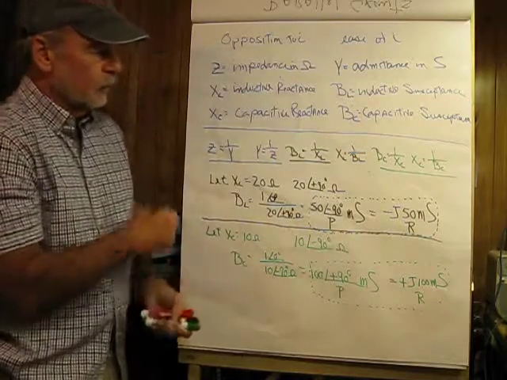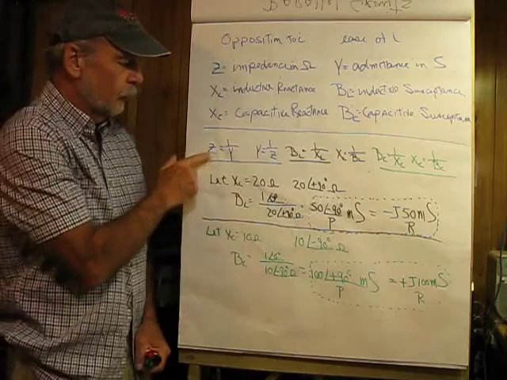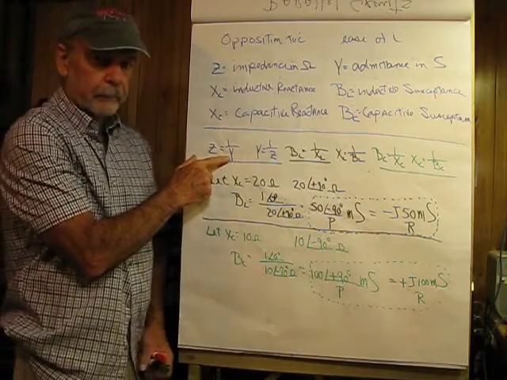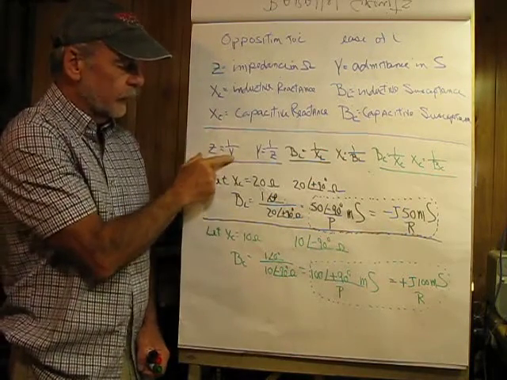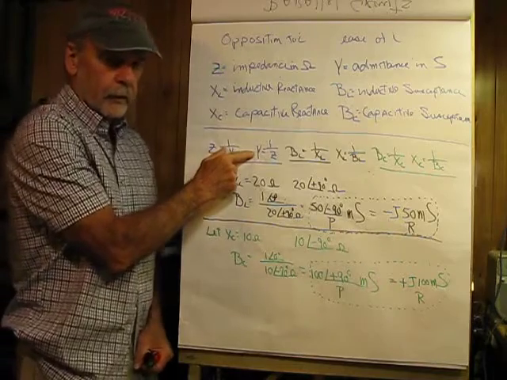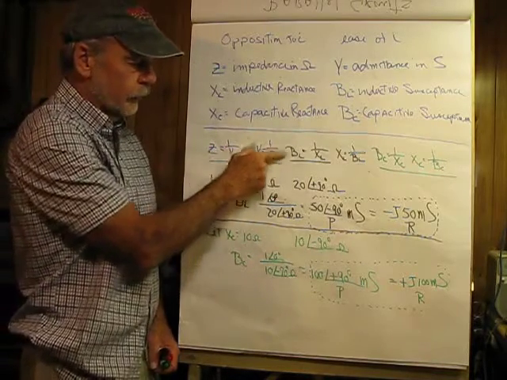So let's go down and explore this a little bit further. Z equals 1 over Y. Okay, just a reciprocal relationship, and therefore the admittance Y is equal to the reciprocal of Z.